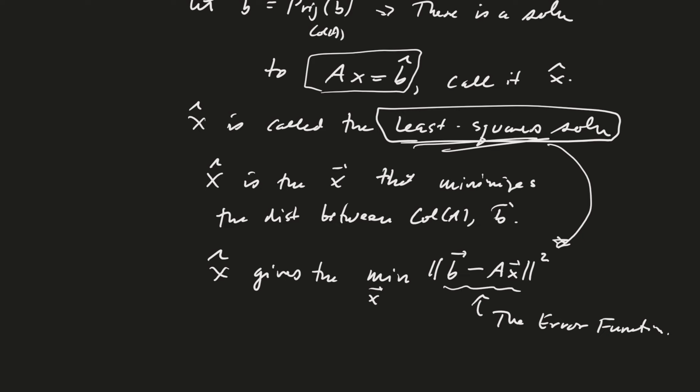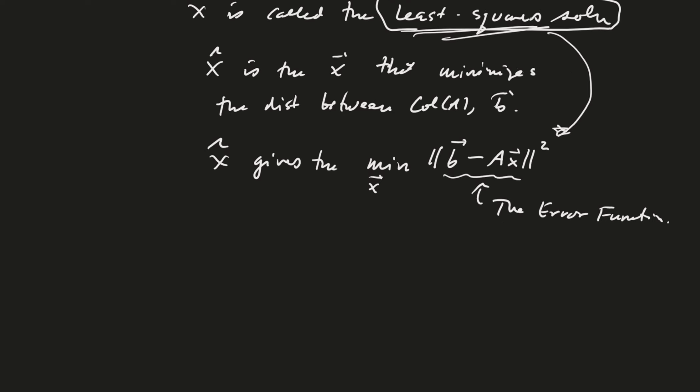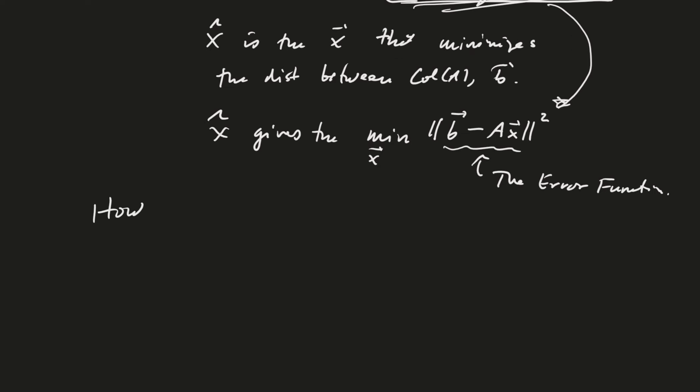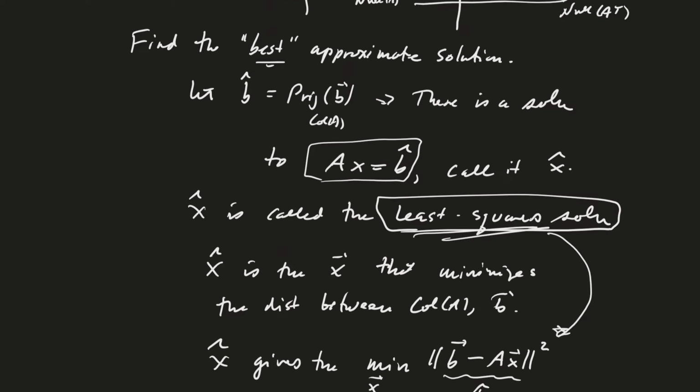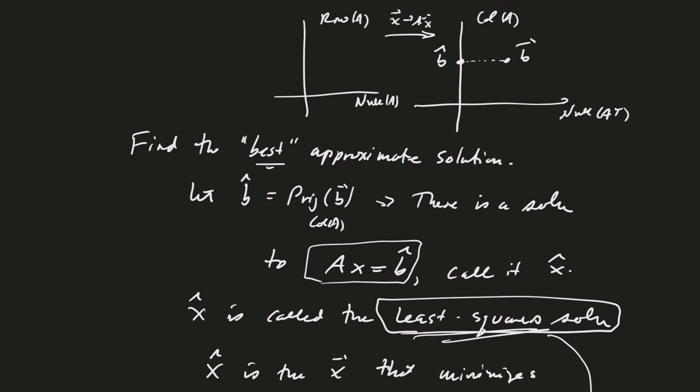Okay, so now of course the question is, how do we find x hat? How to compute x hat? Well, the idea here is that if we look at our picture over here, then we can write b as the sum of two things. b is the sum of b hat plus, let's call this z.